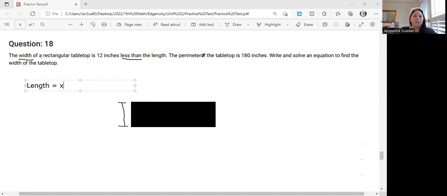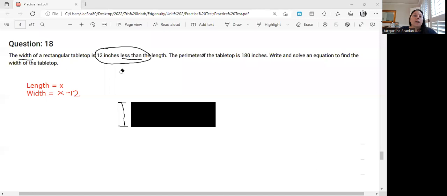Normally I'd call it L, but I don't have cursive available to me, and so it would just look like the number 1. So I'm going to call the length X. And then I'm going to be able to describe the width in terms of the length. The width, we are told, is 12 inches less than that. So I'm going to take that X, which is the length, and subtract 12 from it, and that would be my width.